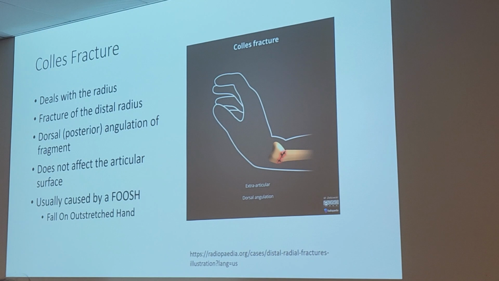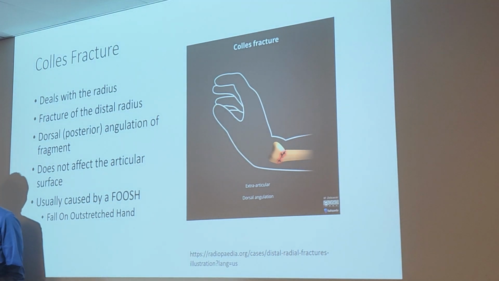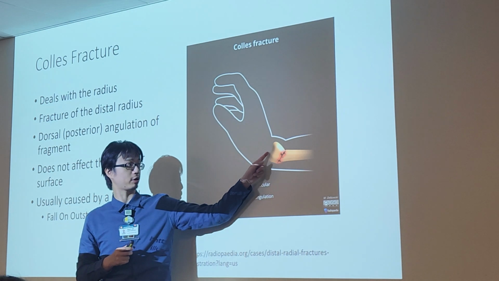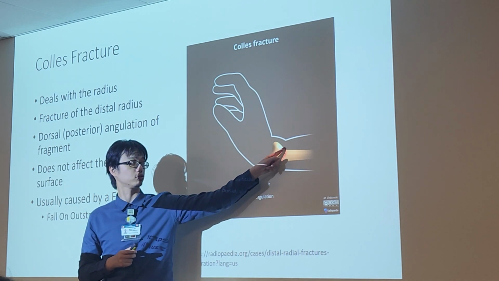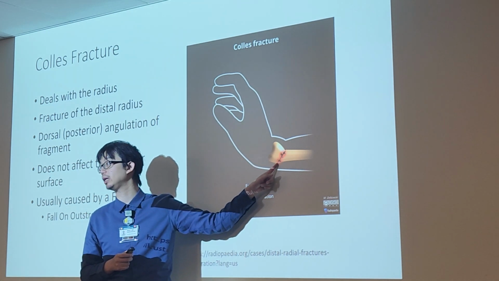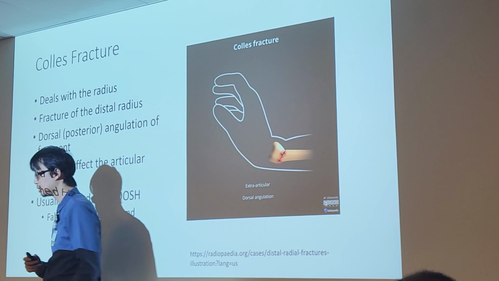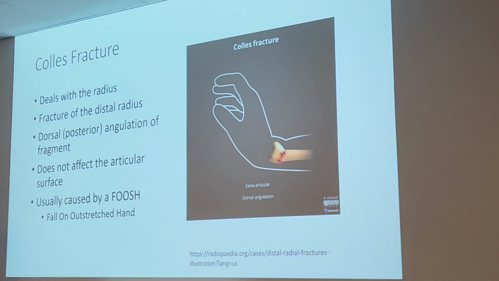Remember that Barton fracture from earlier? Remember how it cut through the articular surface of the radius. Now we have the Colles' fracture. It looks very similar, except instead of going to the articular surface, it goes straight across the radial neck. Do you see that? It just takes the head off. Correct, just takes the head off. So this is the Colles' fracture.